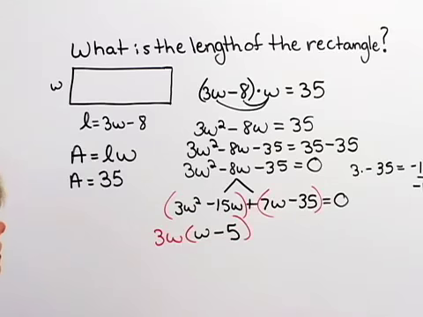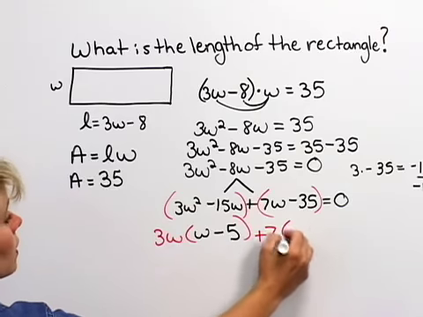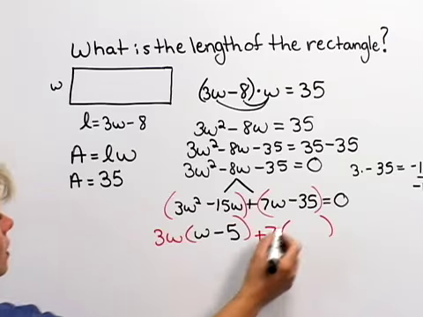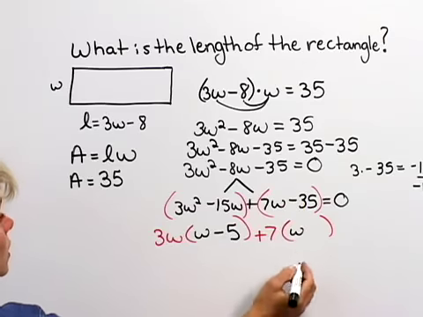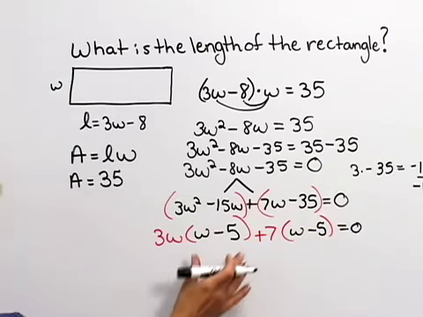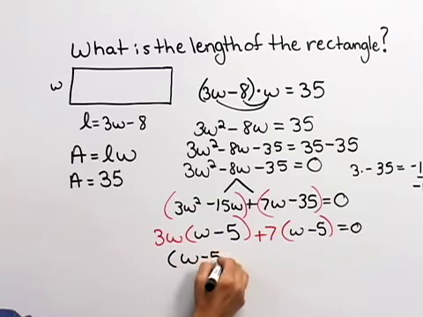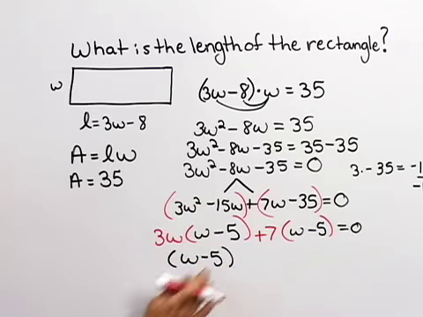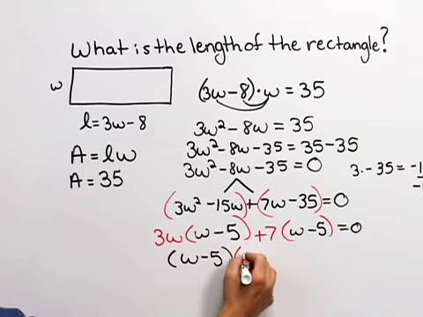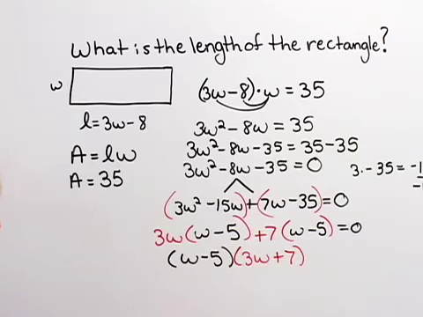Over in our second parentheses, notice they both are divisible by 7, so let's factor out a 7. 7 into 7W is W, and 7 into negative 35 is negative 5, which equals 0. Notice both this big term here and that big term there have a W minus 5. Let's factor W minus 5 out. When we do that, it's removed from here, leaving the 3W, and removed from there, leaving the 7. And all of that equals 0.